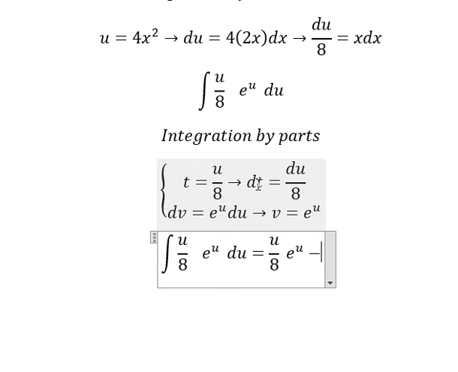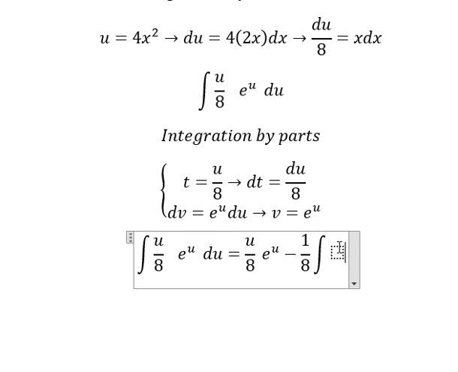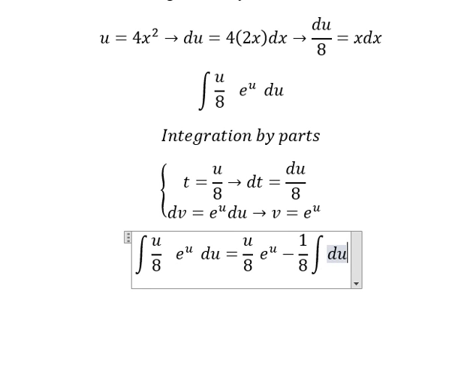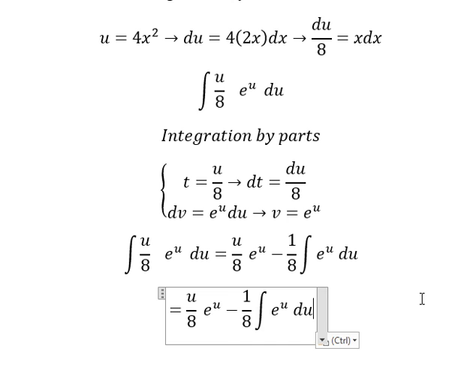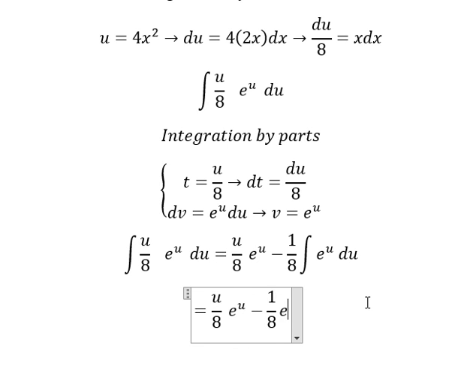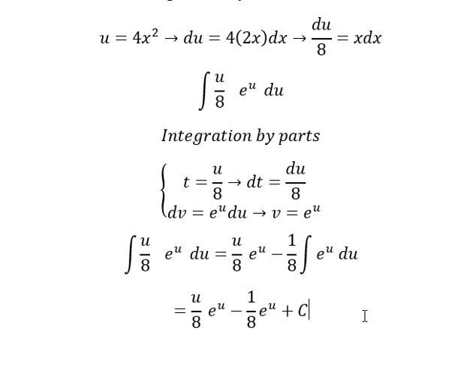Minus, we have the t multiplied by v, so we have 1 over 8 we put outside, and we have the integration of u over e to the power of u in here. The integration of this one, we have e to the power of u, and we put c.